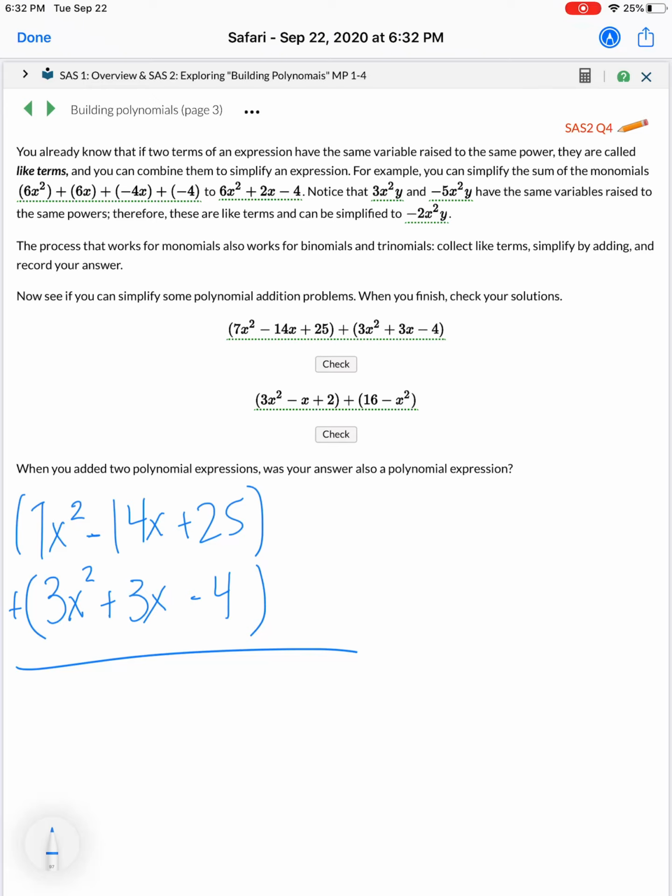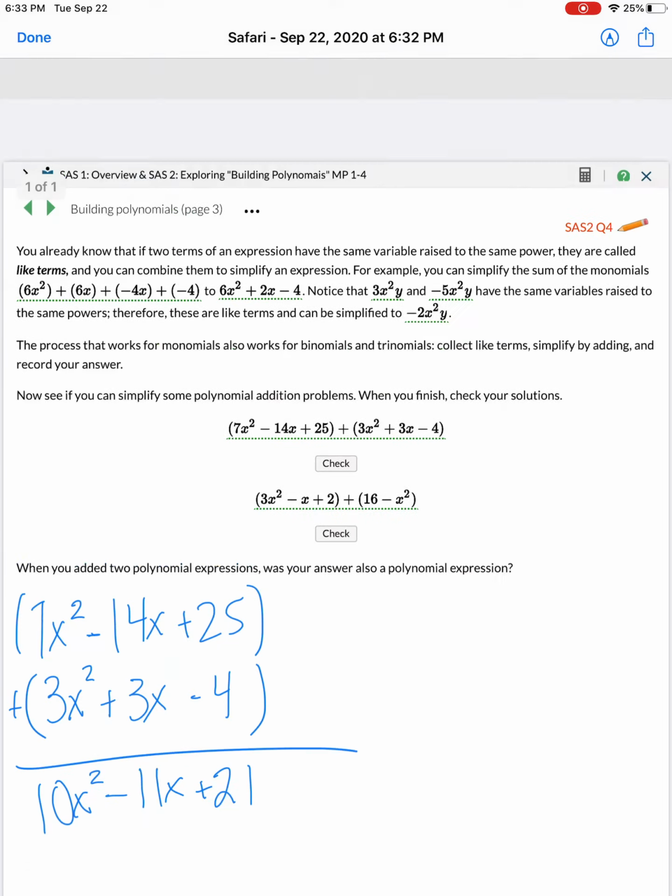All right, so then I have 25 minus 4, which is a positive 21. I have negative 14x plus 3x, which is negative 11x. And last but not least, I have 7x squared plus 3x squared, which is 10x squared. Okay?